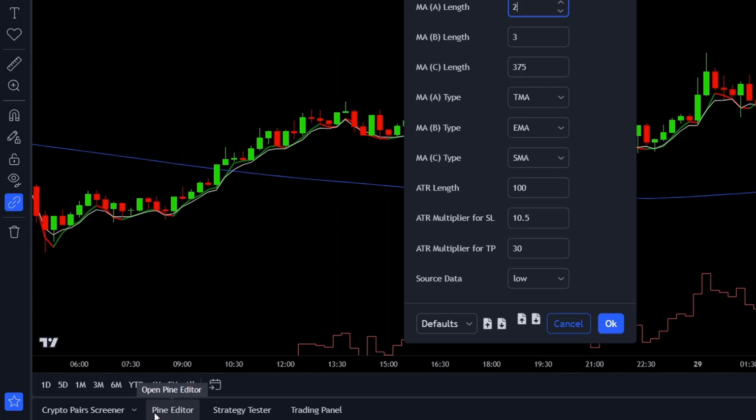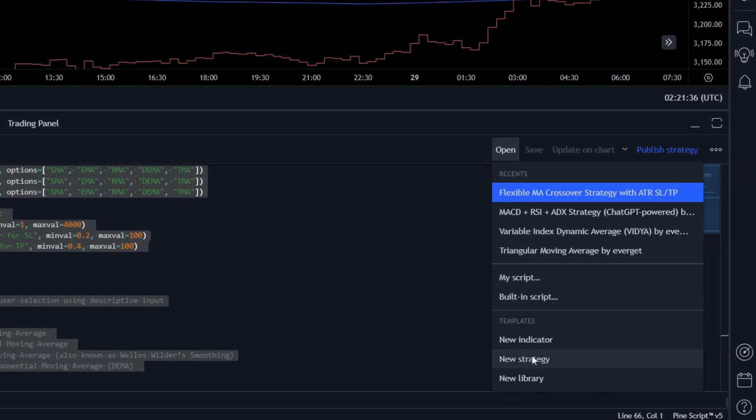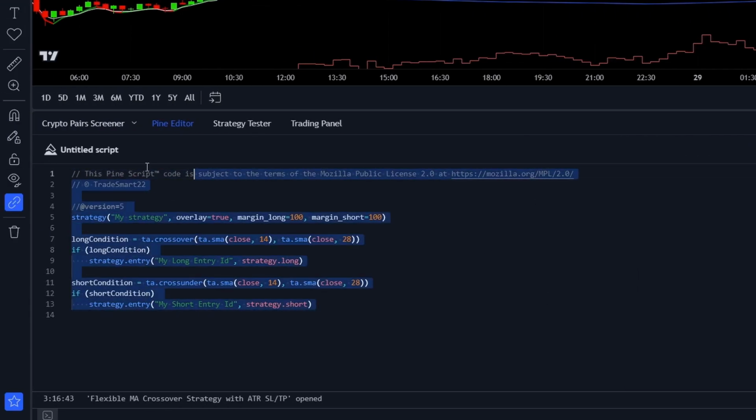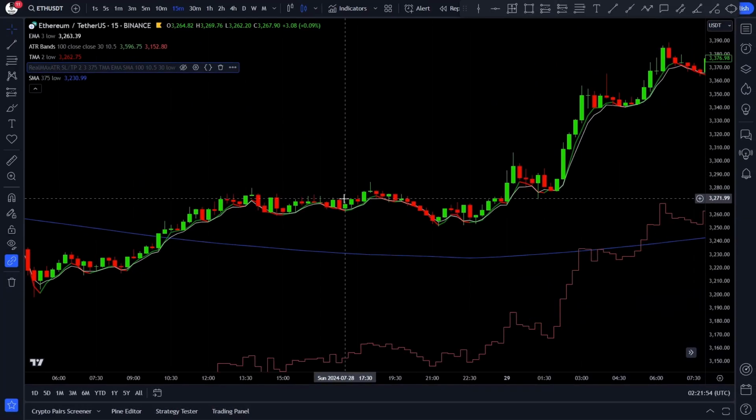Once you copied the script, just open up the Pine editor, then click on Open, then New Strategy, highlight everything here and paste the strategy code right there. Once you got that, just click on the Add to Chart button. Okay, now we have the strategy correctly set up on our chart, so now let's go over the rules for long entries and exits.